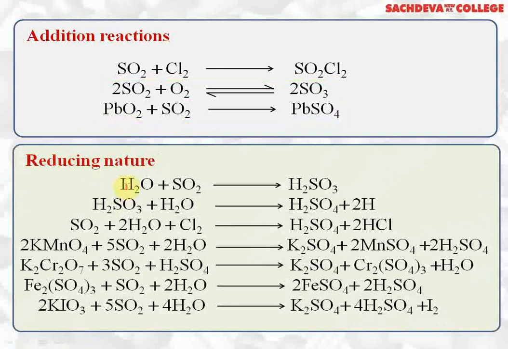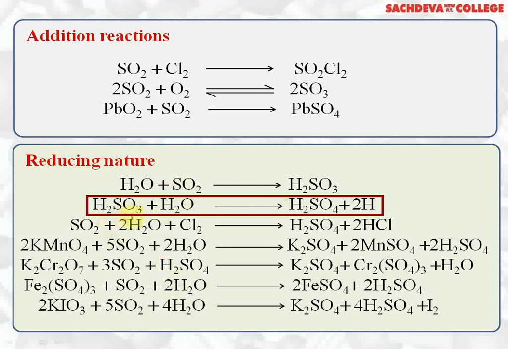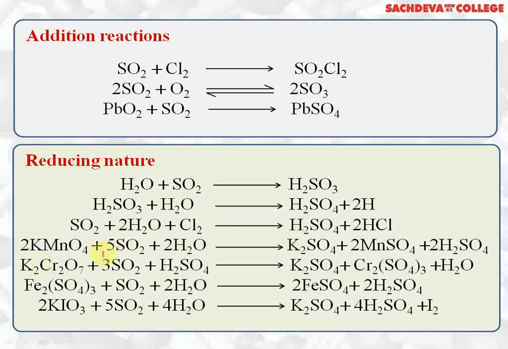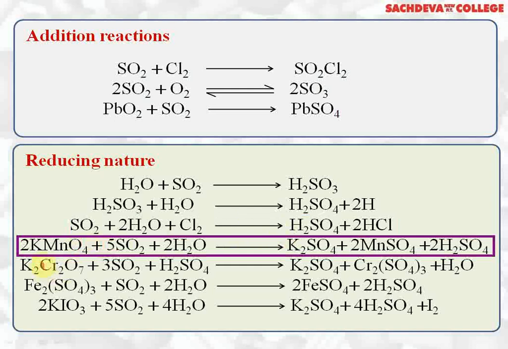Reducing nature: sulfur dioxide can act as both an oxidizing as well as a reducing agent because its oxidation state is +4. It can go to a higher as well as a lower oxidation state. Water dissolves sulfur dioxide resulting in the formation of sulphurous acid. Sulphurous acid can get oxidized by water to form sulfuric acid, and nascent hydrogen is formed, due to which it acts as a reducing agent. So sulfur dioxide in aqueous solution of chlorine gets oxidized to sulfuric acid, plus 2HCl is formed. Gets oxidized means it acts as a reducing agent.